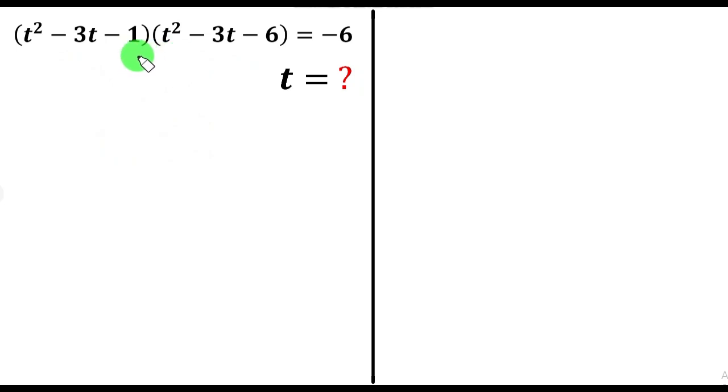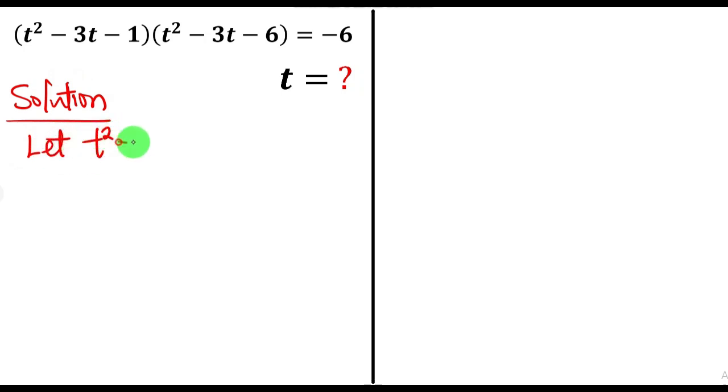In order to avoid the complexity, if we observe what we have in these parentheses, we have something in common, which is t² − 3t, and the same thing is also here, t² − 3t. These two are common. By saying that, the first thing we're going to do is let t² − 3t equal m, so t² − 3t is represented by m here, and at the same time here t² − 3t is represented by m.